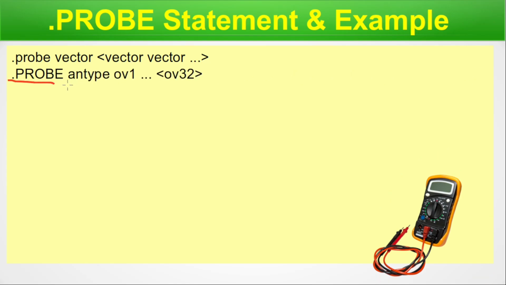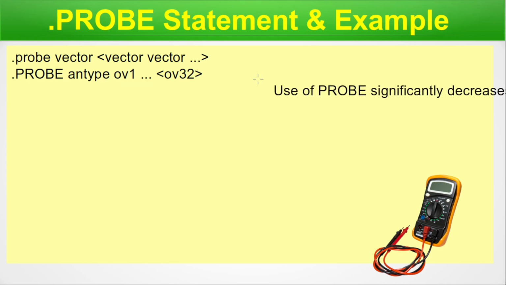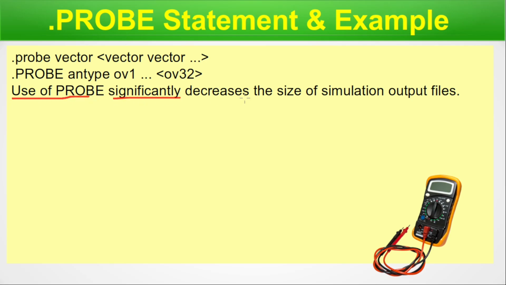So dot probe, there is another type of way of using it, the analysis type. And then we have the things that we want to print, current, voltage, etc., whatever is there. Using probe significantly decreases the size of the simulation output file. When you probe specifically to a set of voltages or currents, right, that will discard unnecessary voltages and currents to be saved in the output database or output raw file.